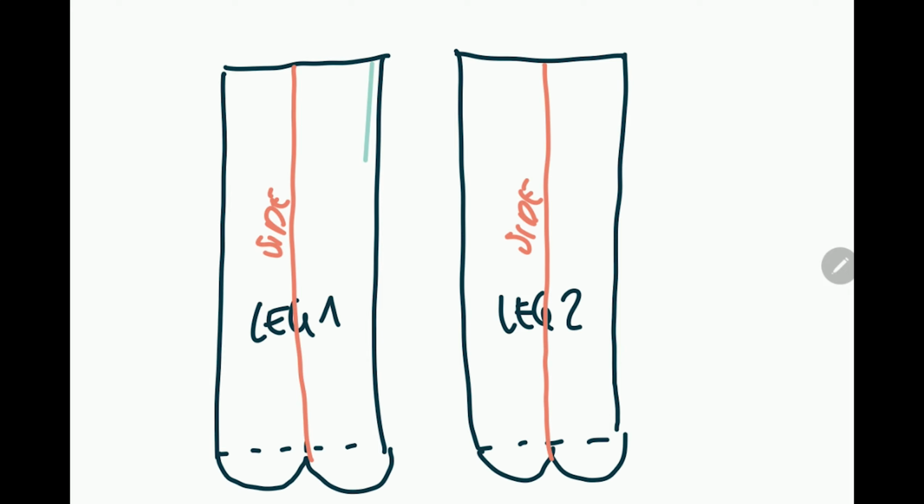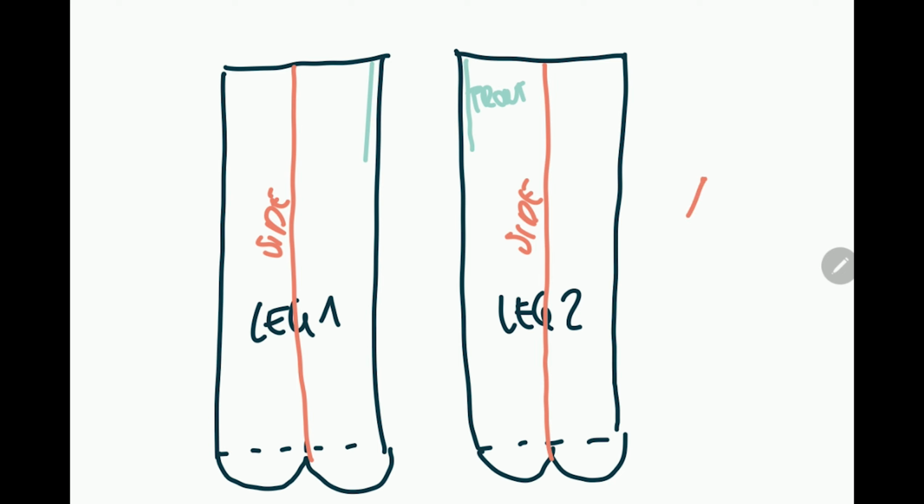So the patterns are basically two rectangles, each for one leg, and then the sides are the inner leg seams as well as the center front and the center back. So leg 1, and we have a leg 2, and then we have the side in the middle and two bows on the bottom which are showing our toes. So we have to do some kind of rounding for the toes.